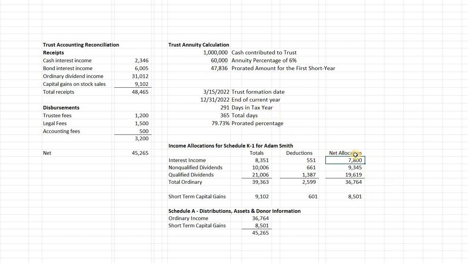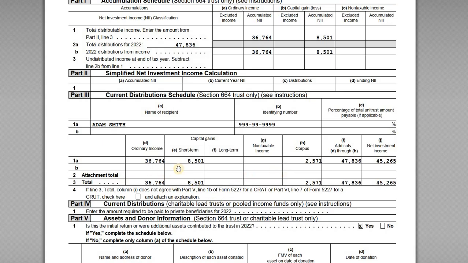So if we start here, we used up the entire $7,800. Then we use the entire non-qualified dividend of $93.45. We used all the qualified dividend amount. We used all the short-term gains. And now we have to come up with a little bit of excess to cover the shortfall. And that's where we dip into the principal. So the ordinary income amount that was distributed to Adam was all of it. All of the short-term capital gains went to him. We don't have any amounts of long-term or non-taxable. And then the gap there is the corpus.